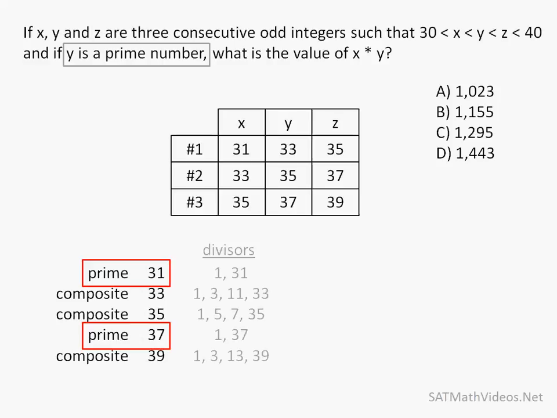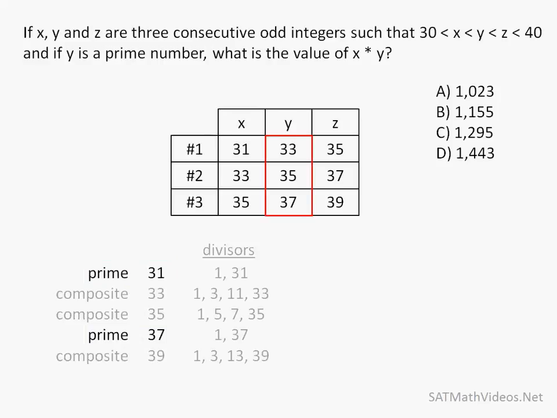Looking at our possible values for y, we notice variable y is either 33, 35, or 37 from the three options. From inspection, we notice that 37 is the only prime number of those three choices. This means the third set of numbers for x, y, and z are the only three numbers that meet the requirements of the problem statement.